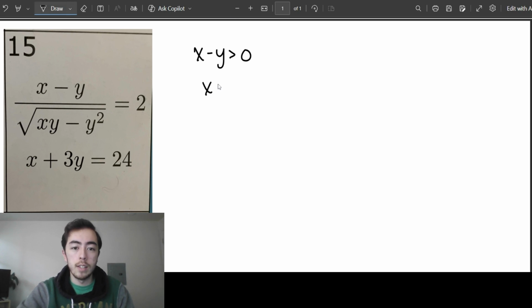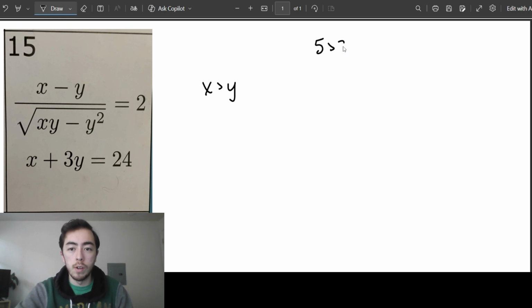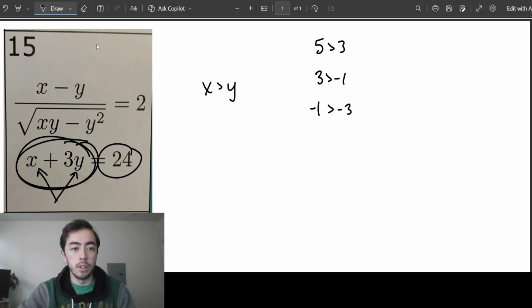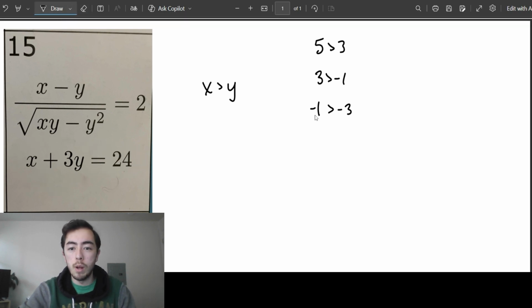This does tell me that x is greater than y. And there's a few things that could happen here. Maybe they're both positive numbers, 5 is greater than 3. Maybe one's positive and one's negative, 5 could be greater than -1. Or maybe they're both negative, -1 is greater than -3. But looking at the second equation, I think I can rule out this both negative condition, because if that's a negative number and that's a negative number, then surely after doing all these operations, we're going to get another negative here. So they're definitely not both negative.